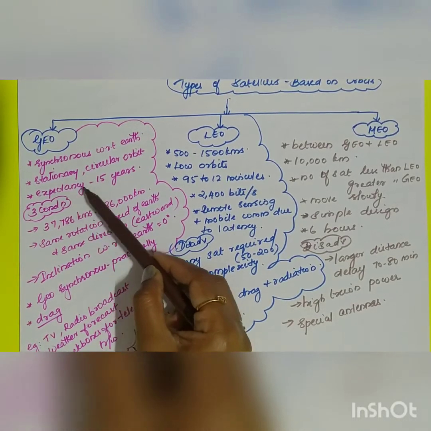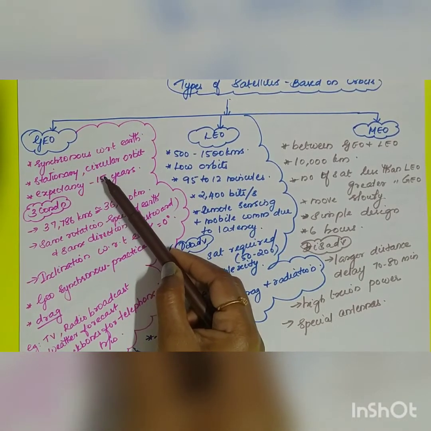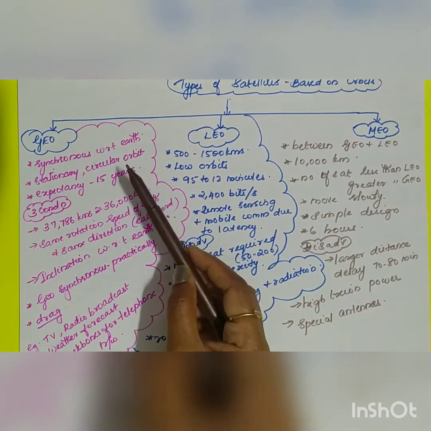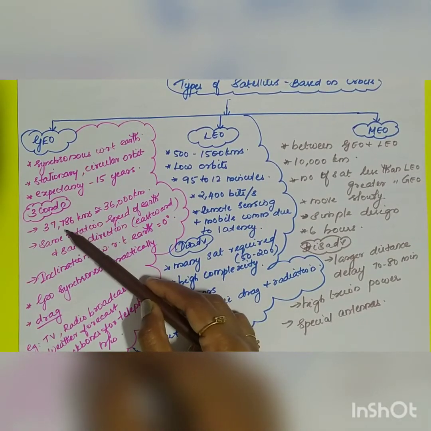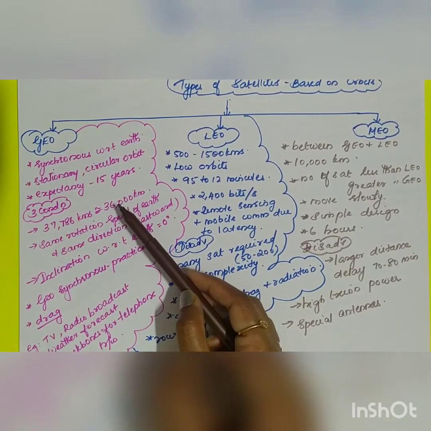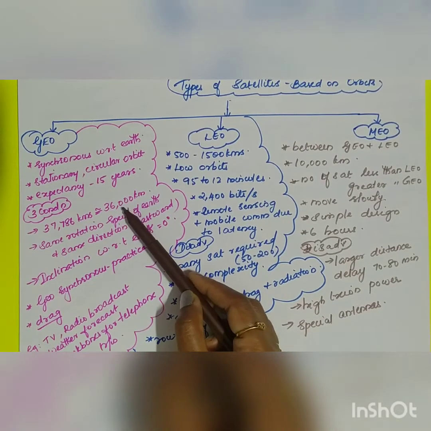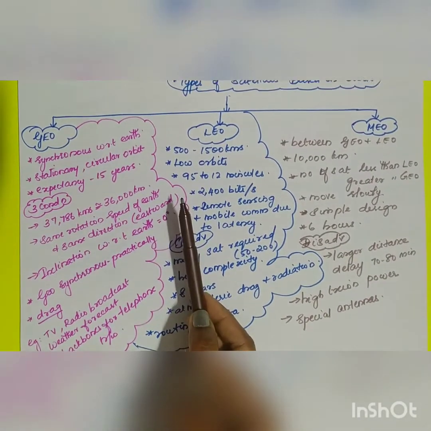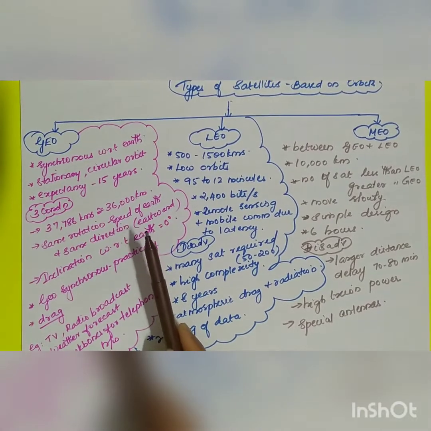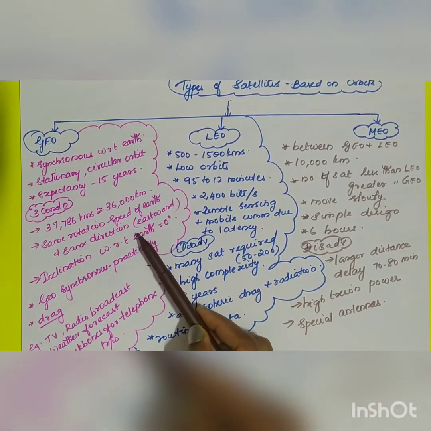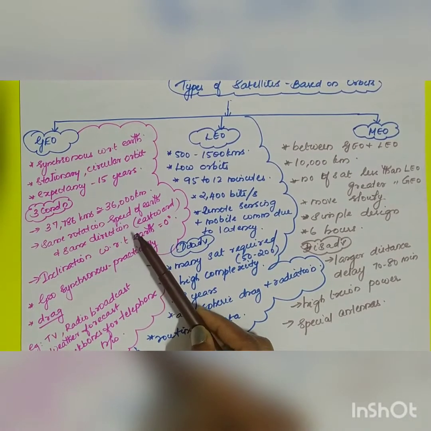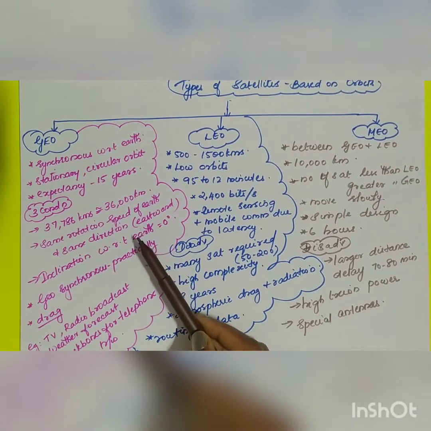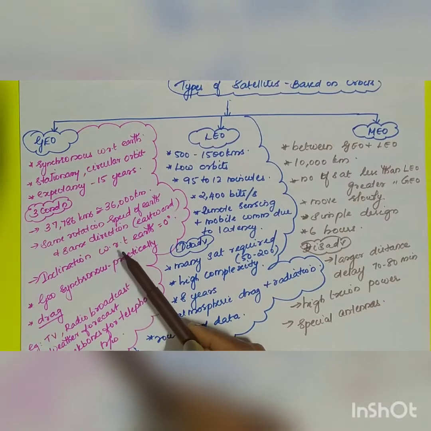The life expectancy of this satellite is 15 years. There are three conditions for this satellite. It should be placed 37,786 kilometers above the surface of the Earth, that is approximately 36,000 kilometers. As mentioned above, it should rotate at the same rotational speed as the Earth and in the same direction as the Earth, that is eastward. Next, the inclination with respect to the Earth should be equal to 0 because it is a circular orbit. Practically it is also called geosynchronous orbit.